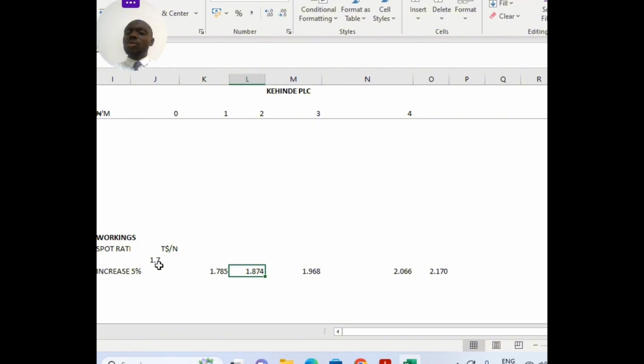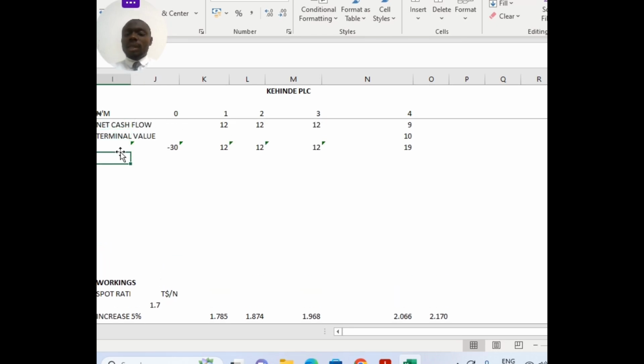Now, which means that this 1.7 will be at year 0. Yeah, the 1.7 will be at what? At year 0. Now, let's move up. So here we have the exchange rate.